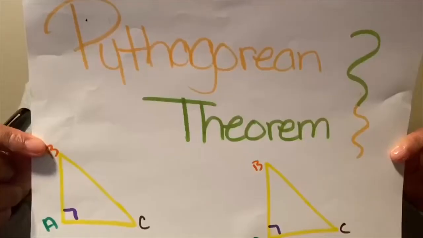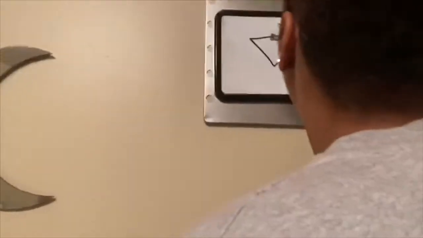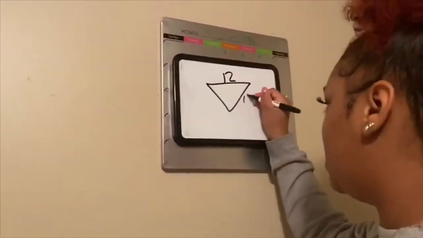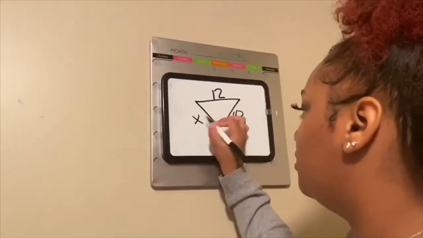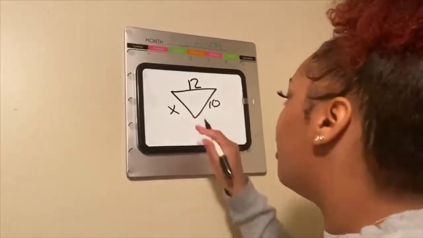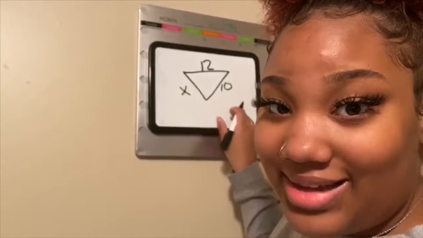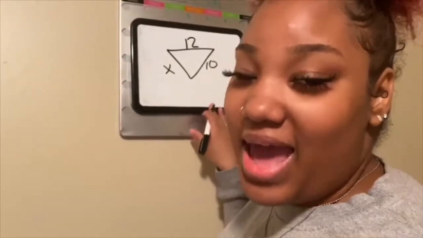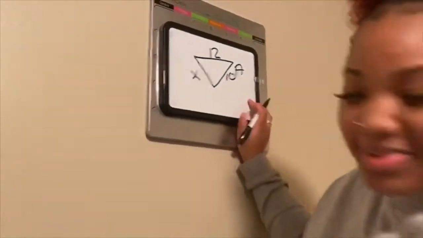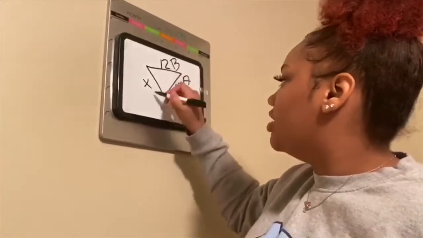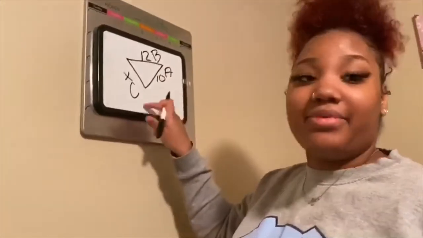So now we're going to do the Pythagorean theorem. 12 on this side, 10 on this side, and we don't know what's on this side. So now we're going to label the sides with the variables A, B, and C. This side will be A, this side will be B, and this side can be C. So we have to find C.